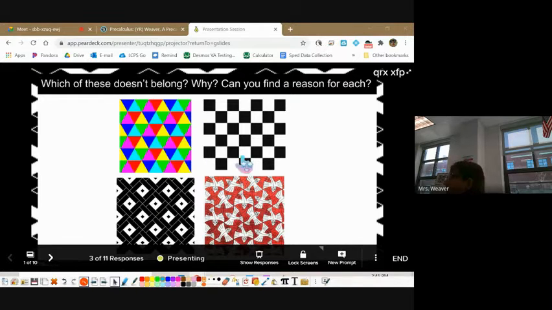I heard that this top one doesn't rotate or change positions, like it's the grid, the black and white there would be the same. So, okay.